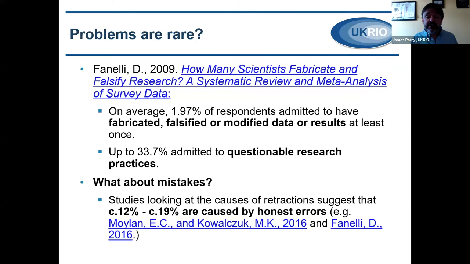The rates for the so-called questionable research practices, which you can define as deliberately bending the rules, like "I'll deliberately leave off my outliers because it tidies my data up," where what you're not doing is presenting a clear and accurate picture of your data. That's one example. There are many others. The rates for questionable research practices are even higher.